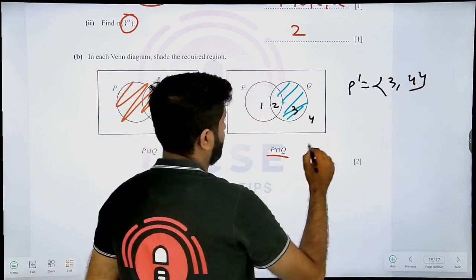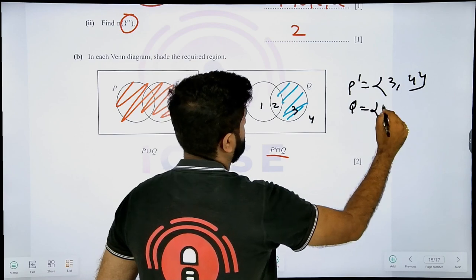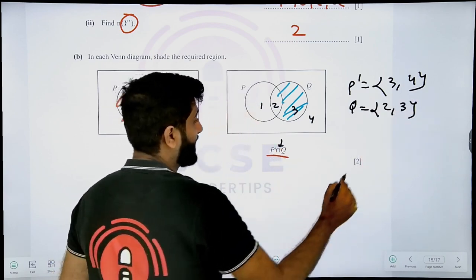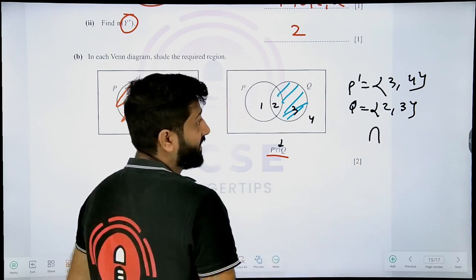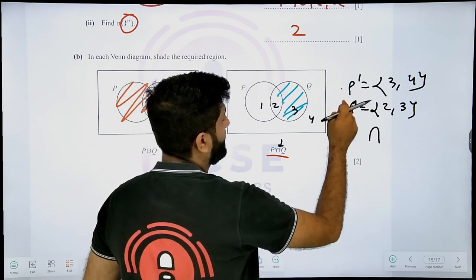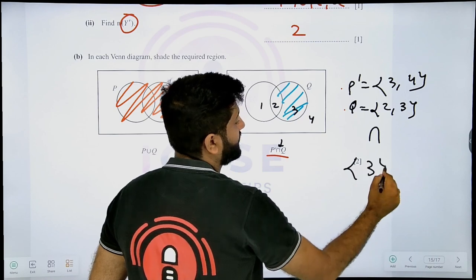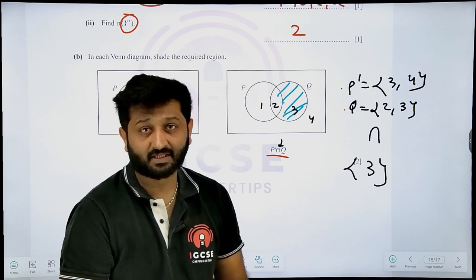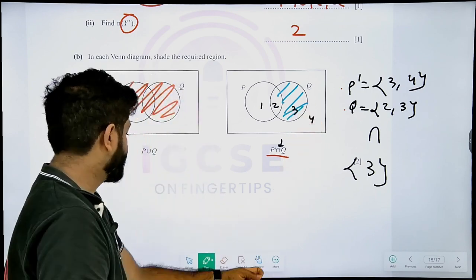Something that is not a part of P. What is Q? Q is 2 and 3. Now what is the sign in between those terms? The sign is of intersection. Intersection means common. What is common in P dash and Q? The only element which is common is 3. So I'll shade the part wherever 3 is, which means this part.